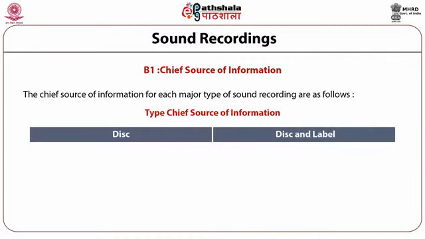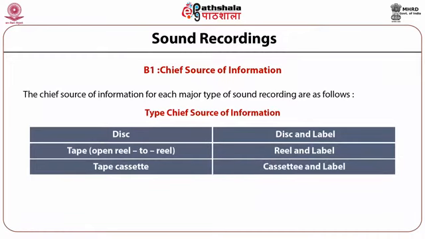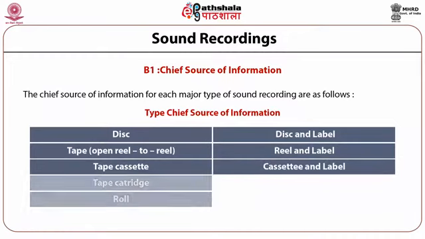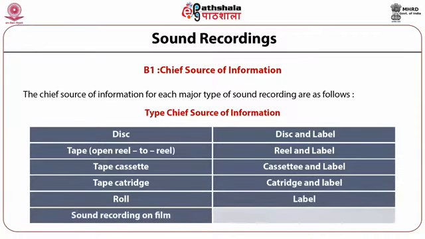Disc and label. You know what is label? Label is pasted on that item. Something is written on the label. That is helpful to you, and also helpful for the readers. Then tape cassette. Where will you get it? From the cassette and label. So, label is very important. Tape cartridge, from label. Then sound recording on film, container and label. So, label is very important.